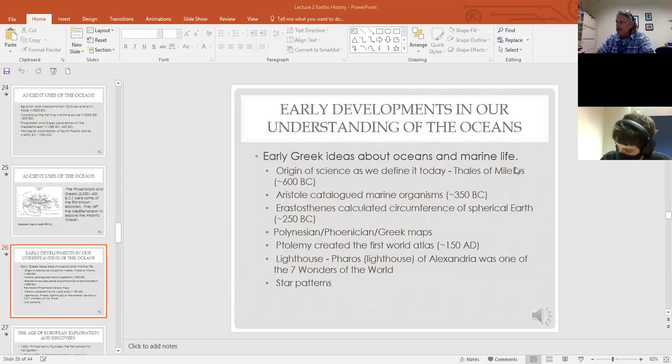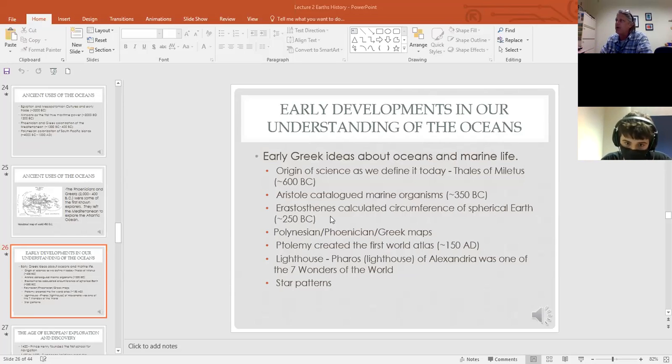So, early Greek ideas. Aristotle was the first to categorize and catalog organisms. He used animal, vegetable, mineral, air dweller, land dweller, water dweller, so very rudimentary characterizations, but that's what taxonomy does: it categorizes organisms. Aristotle was one of the first to do it.